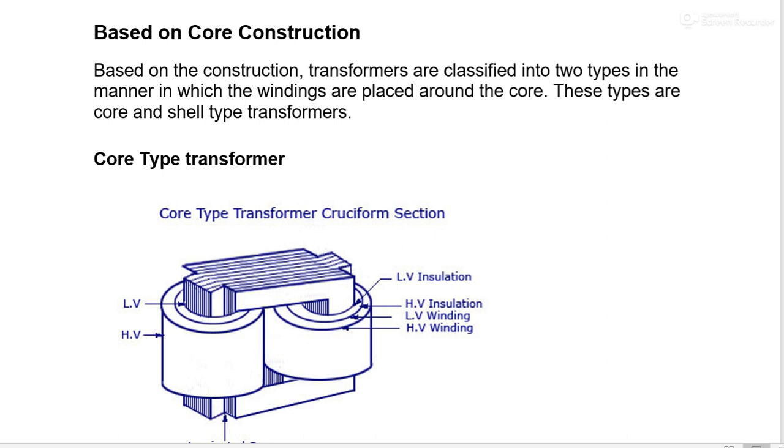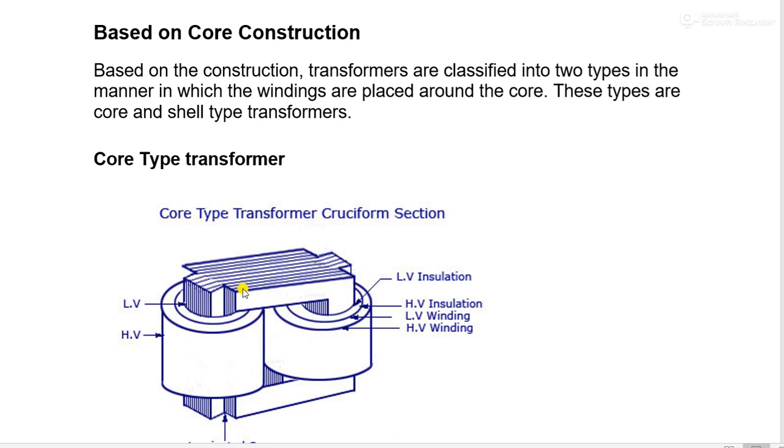This is a rectangular frame, and the lining shows that it is not a continuous material, but laminated sheets which combine together to form a single magnetic circuit. The windings are normally cylindrical in form and concentric, with the low voltage winding placed near the core. Both the high voltage and low voltage windings are uniformly distributed over the two limbs of the core as shown in the figure.